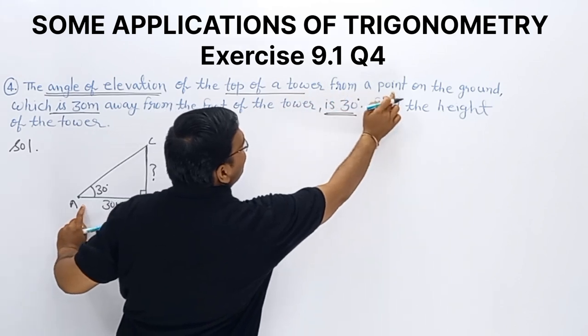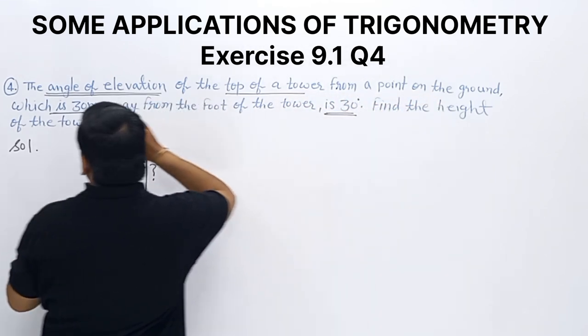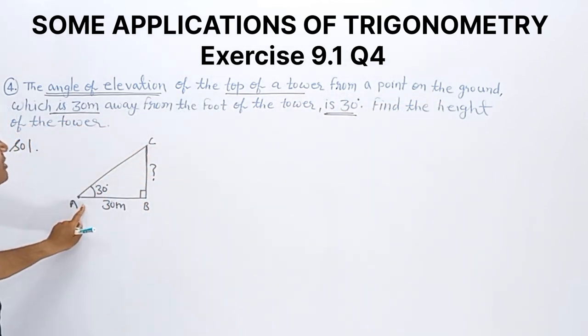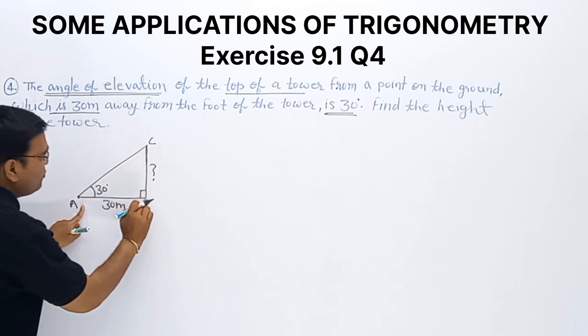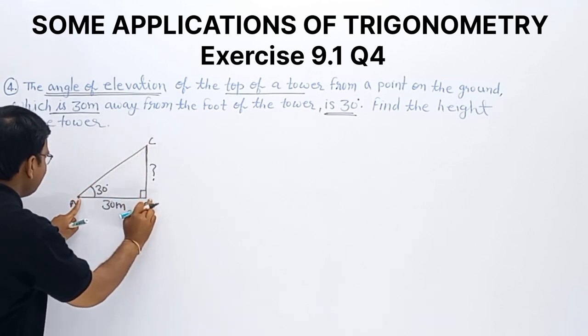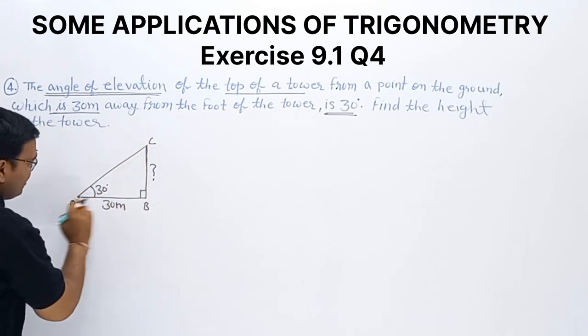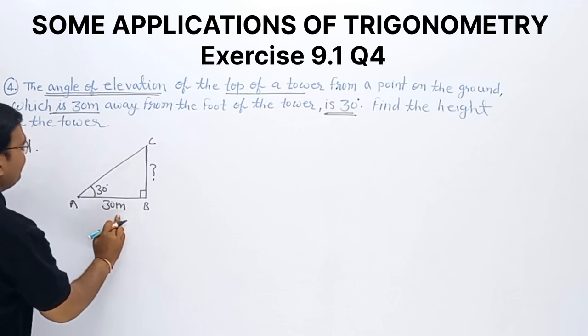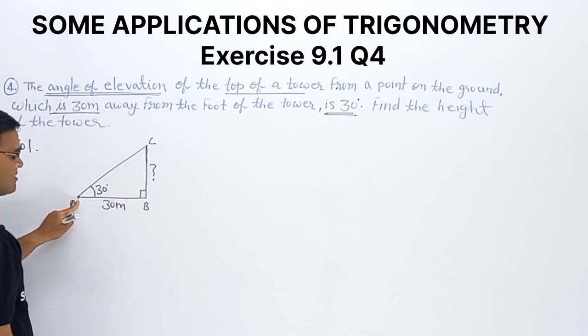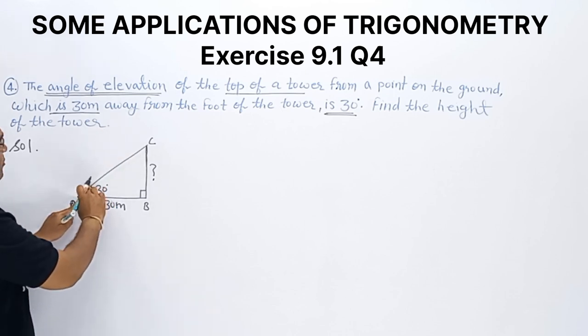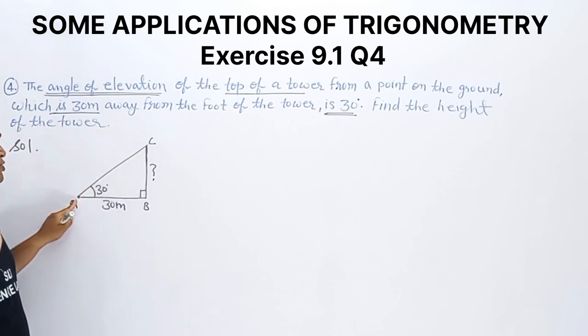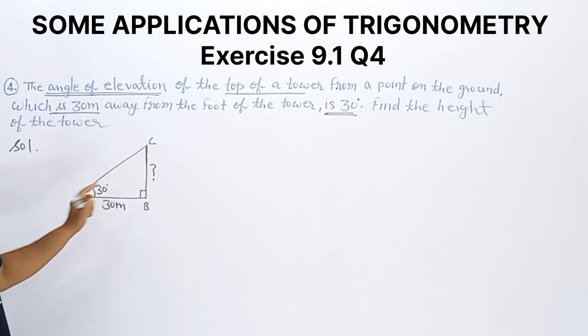One person, what is given? Top of the tower from a point on the ground which is 30 meters away from the foot of the tower. So we have a tower, and its foot is this one. One person is standing, and the distance between both is 30 meters, and that person's angle of elevation is 30 degrees. It is given in the question. We want the height of the tower.